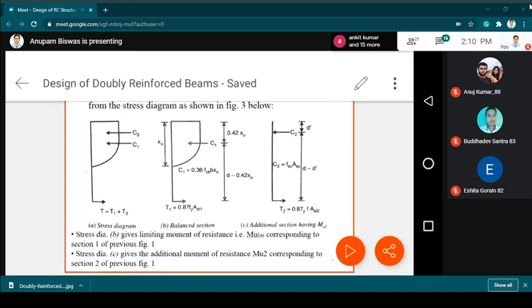So from the stress diagram, we will get the corresponding value of Mu limit for the balanced section. We will get the corresponding moment as Mu limit, and the moment of resistance for the additional section of AST and ASC we will get in terms of Mu2. Okay, I hope all of you have understood this. No problem.